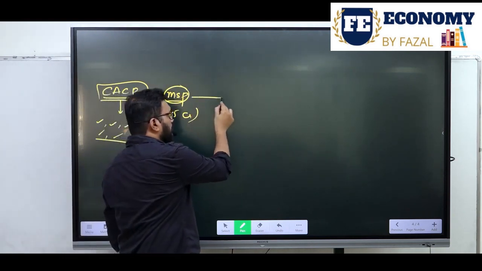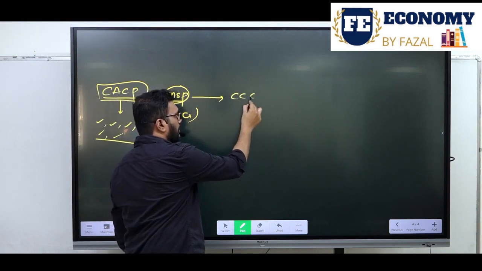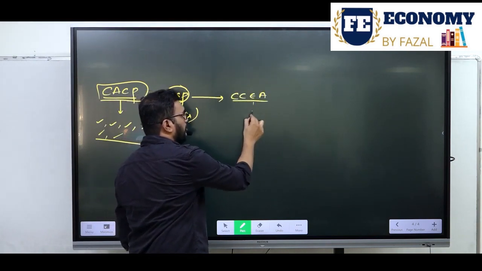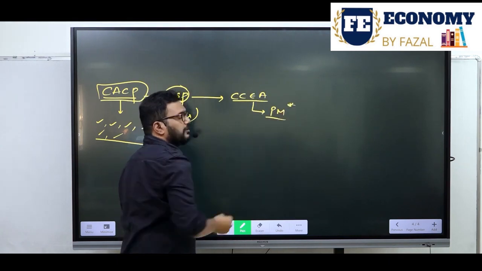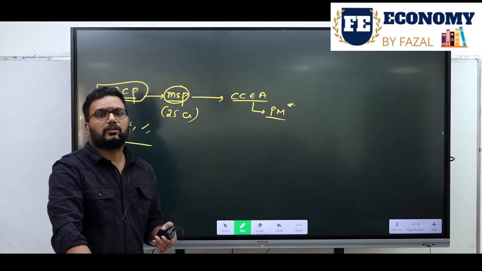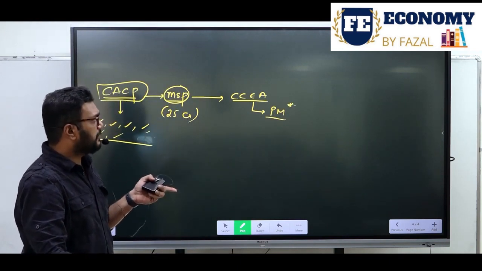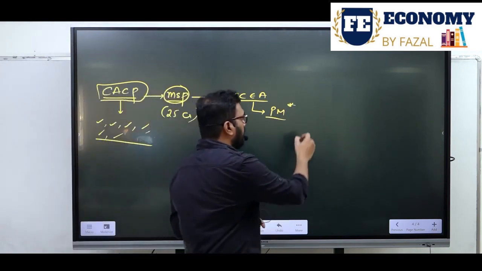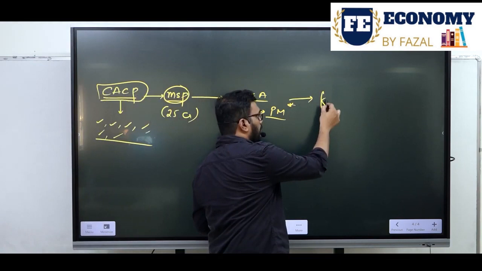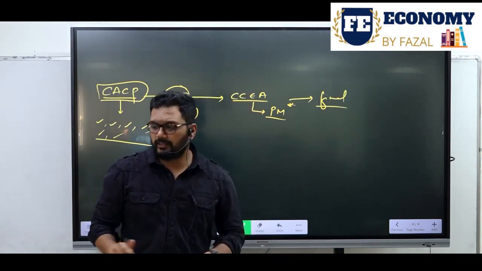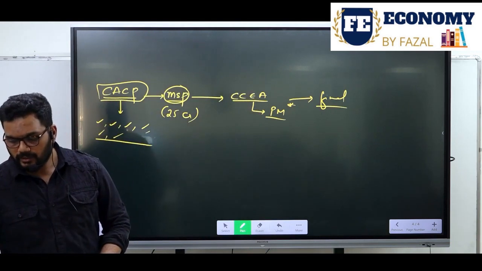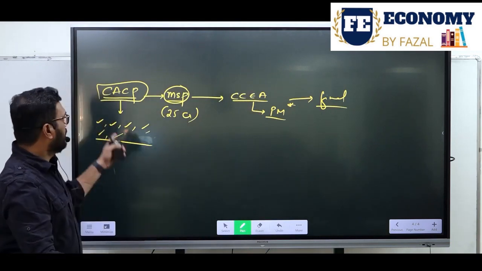This will be sent to the CCEA, the Cabinet Committee on Economic Affairs, which is headed by the Prime Minister. This was asked by UPSC. The Cabinet Committee on Economic Affairs, headed by the Prime Minister, will finalize the prices of MSP set by CACP.